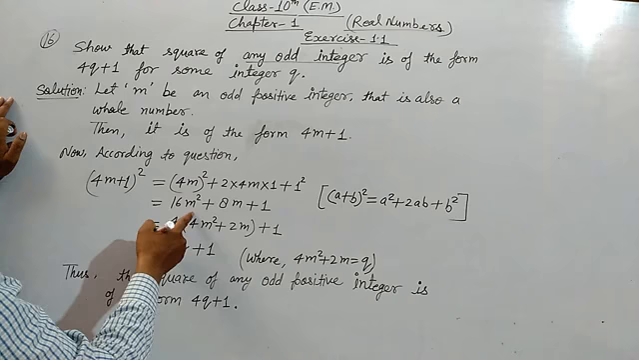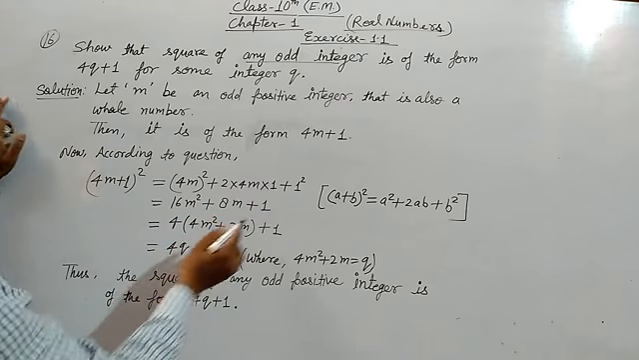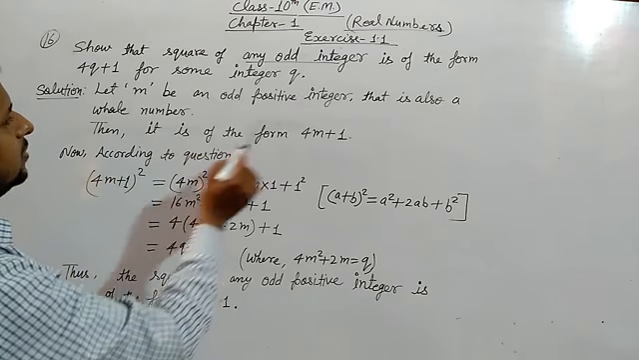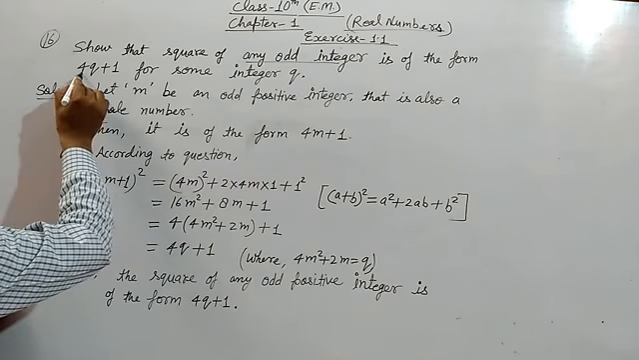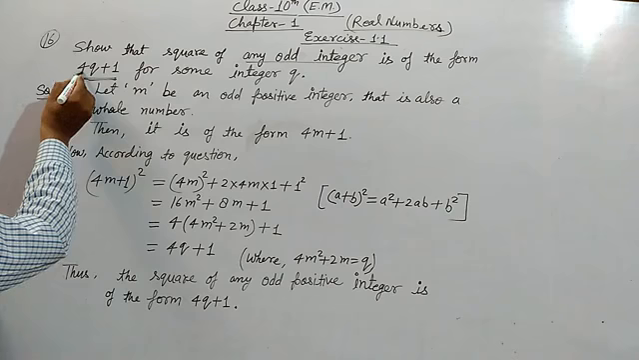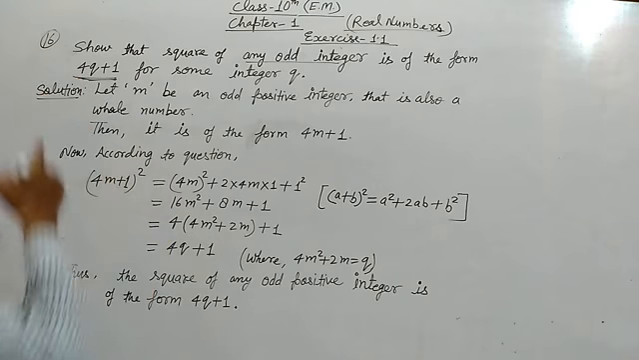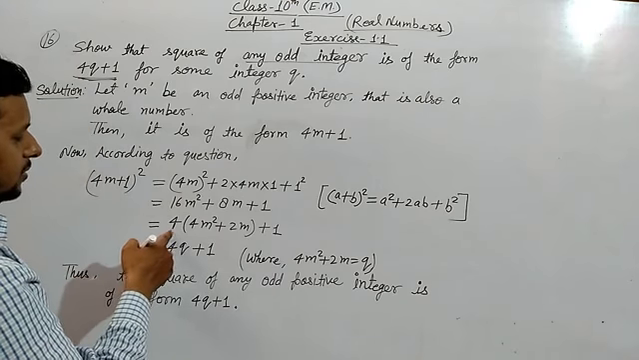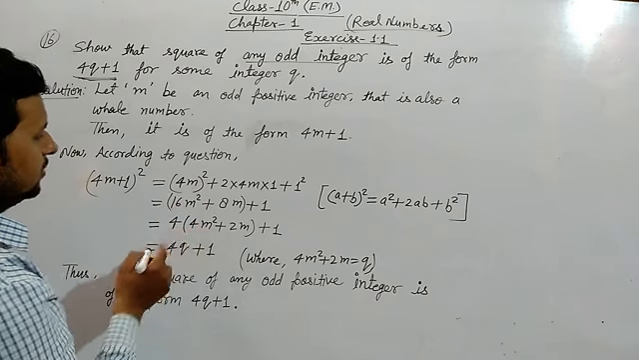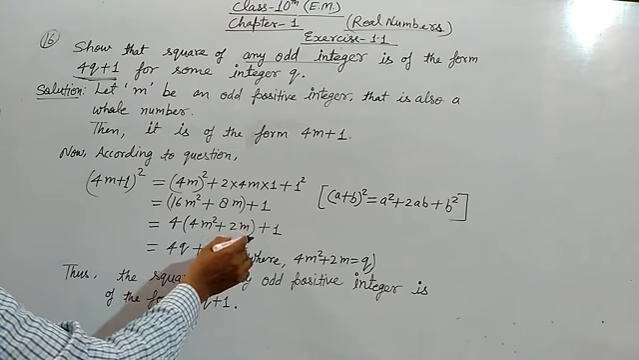Now 4 fours are 16m squared, plus 4 twos are 8, 8m, plus 1 one is 1. We have to show this in the form 4q plus 1. So we have to take 4 common here, because we have to find 4q. Taking 4 common: 4 fours are 16m squared, 4 twos are 8m, and outside is 1.